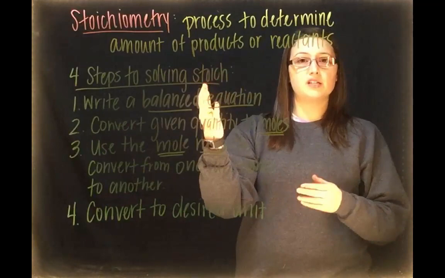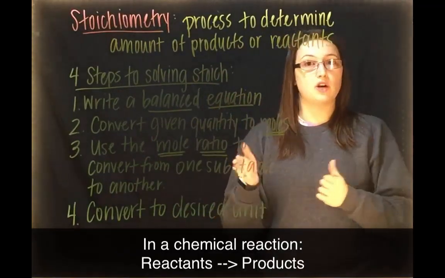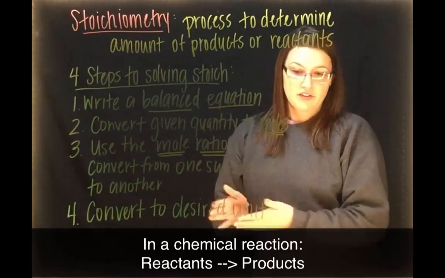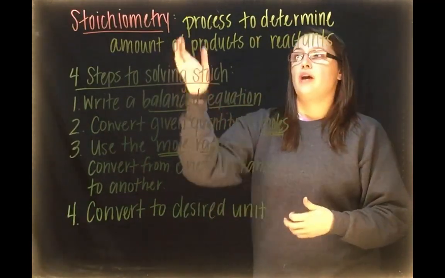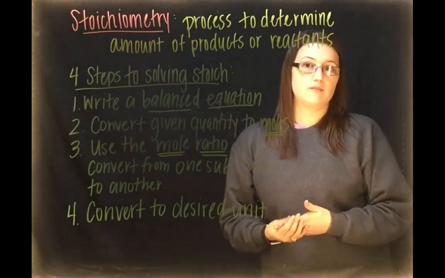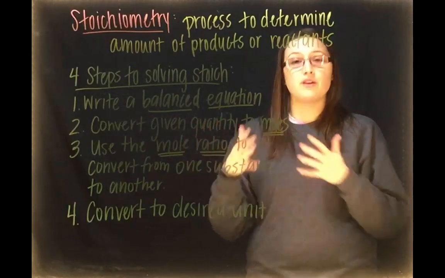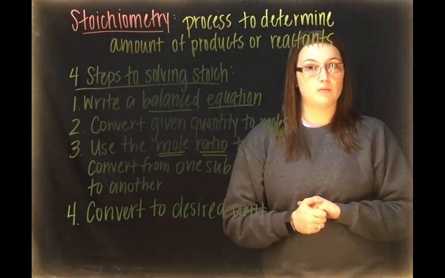Because remember, products are what are formed in a chemical reaction and reactants are what are at the beginning of a chemical reaction. And so in order to solve stoichiometry problems, we need a balanced equation. So we're going to pull in information from prior units and put everything together to solve stoichiometry problems.